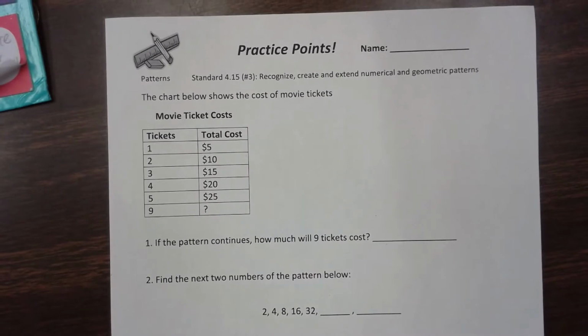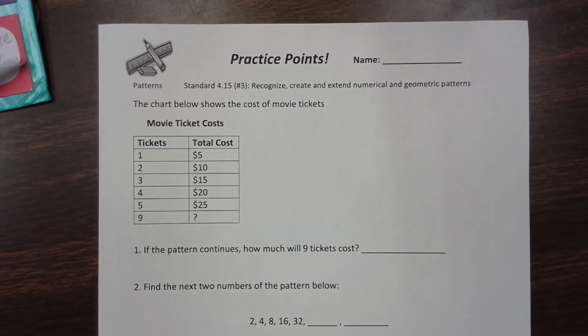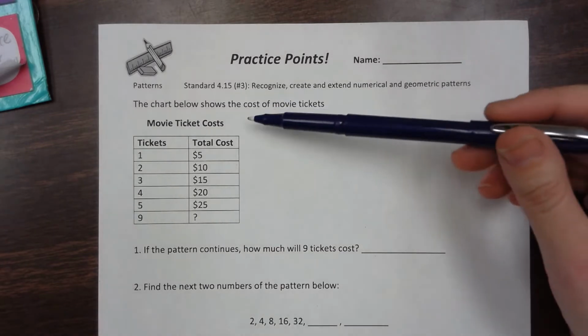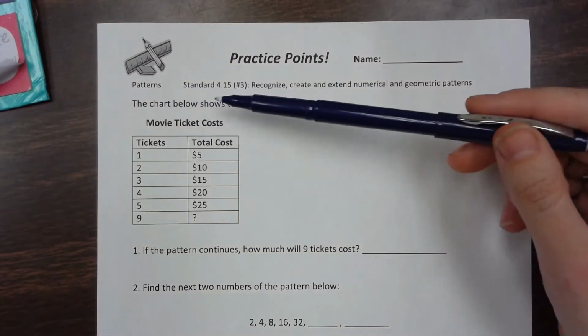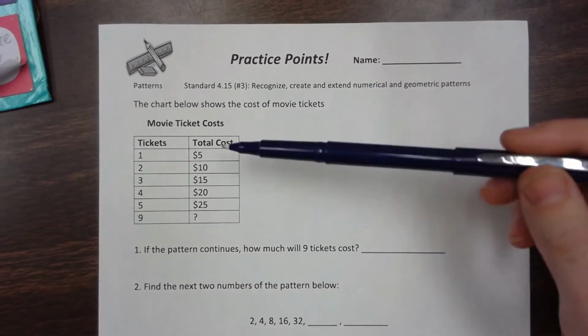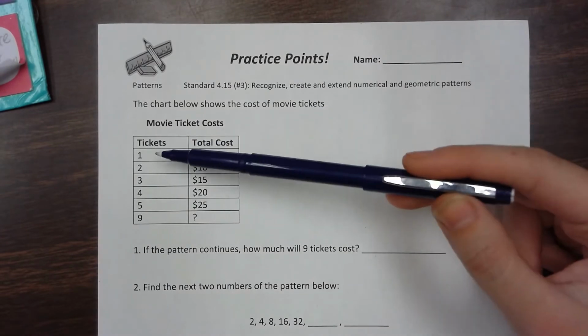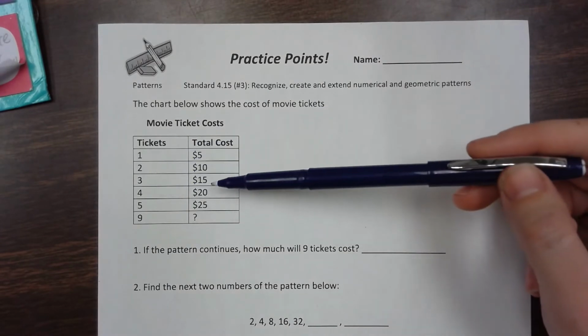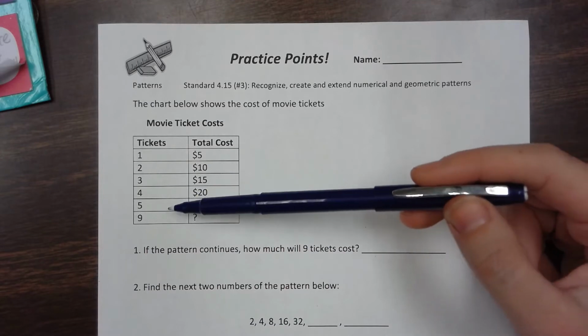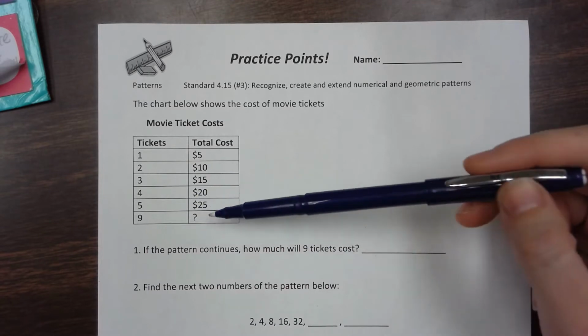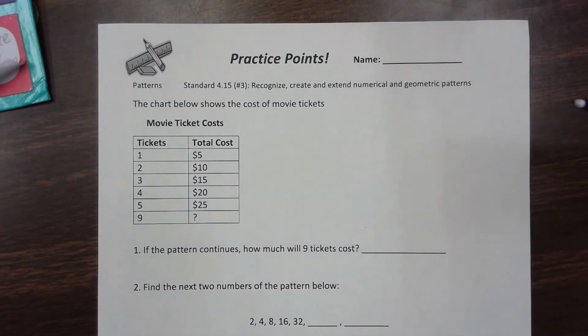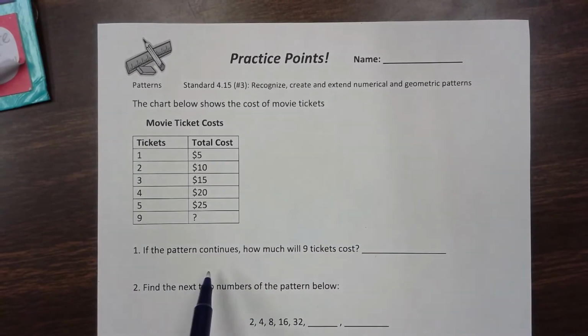Today we're going to be looking at patterns through practice points number 18, page 2. So let's go ahead and take a look. Right here we have a pattern that involves a chart. It says the chart below shows the cost of movie tickets. One ticket is $5, two is $10, three is $15, four is $20, five is $25, and for nine we have a question mark. We don't know. So the question says, if the pattern continues, how much will nine tickets cost?